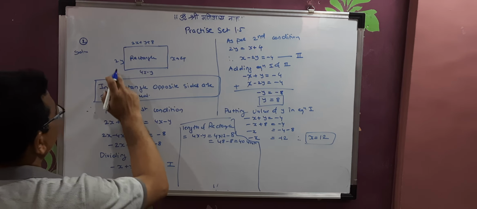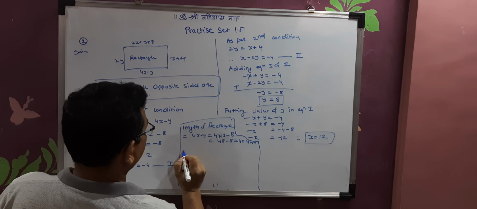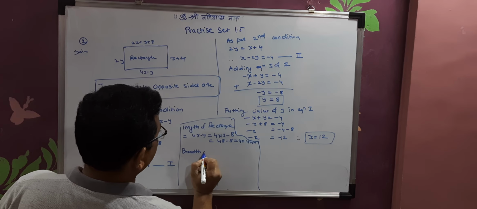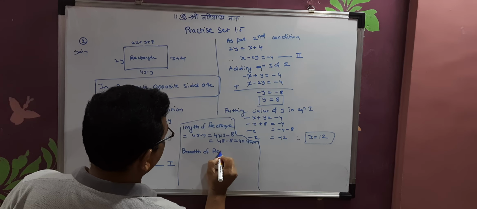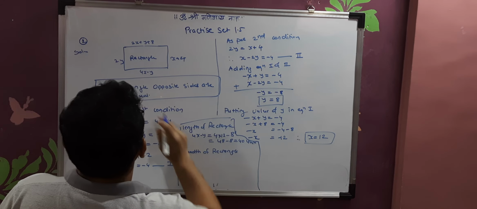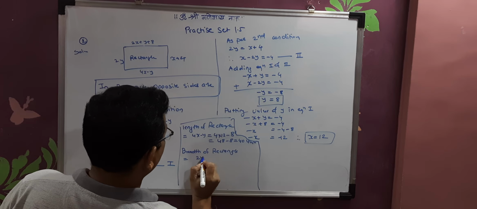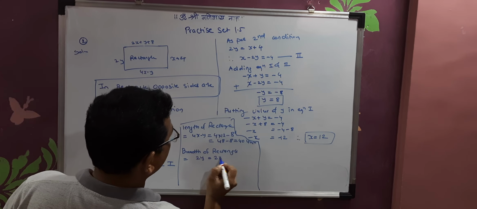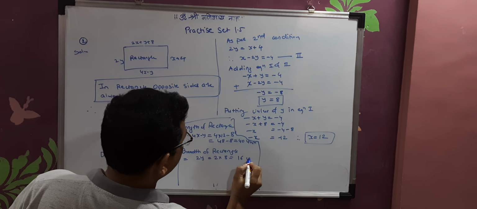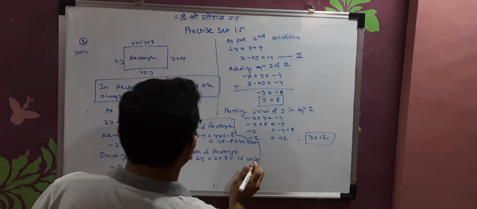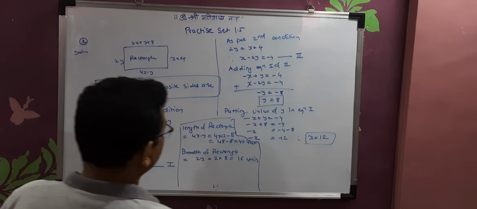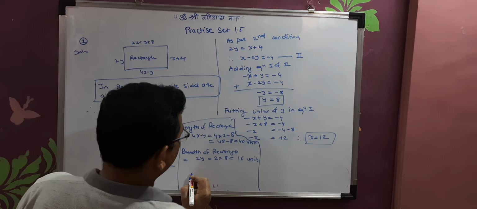Now we have to calculate the breadth of the rectangle. So breadth of a rectangle is equal to 2y. 2y means 2 into y is equal to 8. So 2 eights are 16 units. Now you got the length of the rectangle and breadth of the rectangle. So we'll calculate the area of the rectangle first.